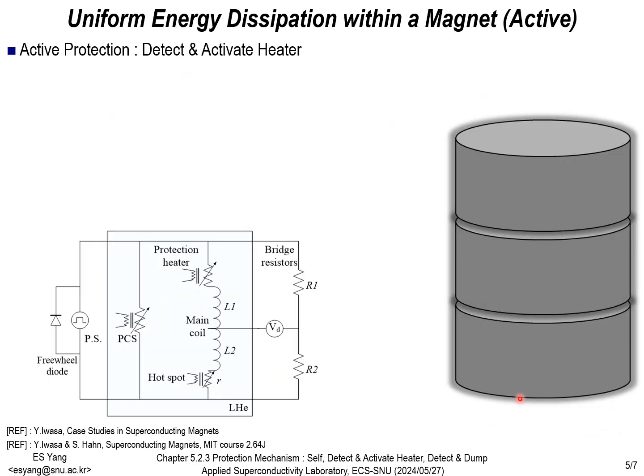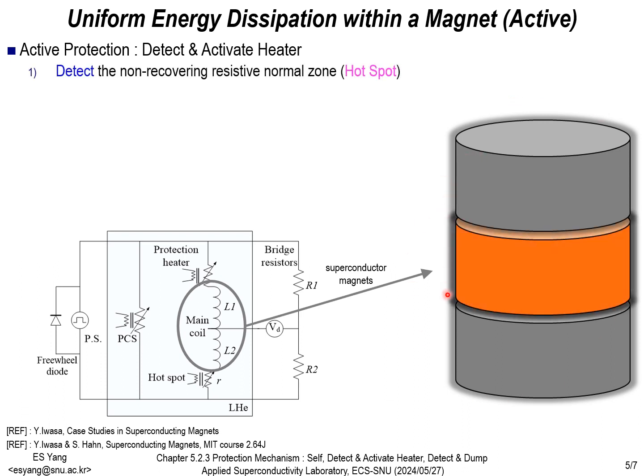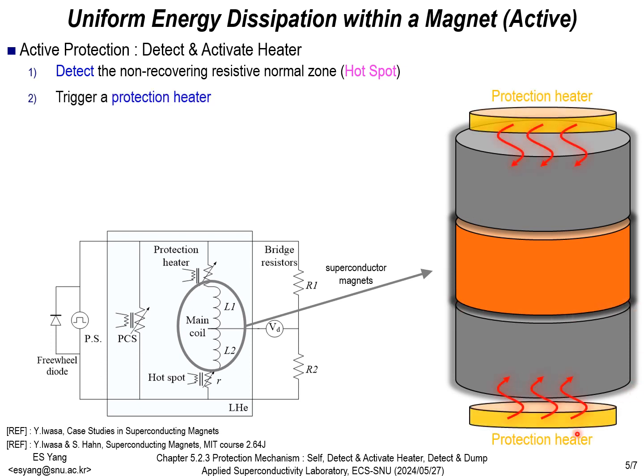Next, I will discuss active protection, specifically the detect and activate heater method. I will explain it using an animation. The circuit shown below corresponds to the protection mechanism, and the main coil depicted in the middle is illustrated in the right image. First, when a quench occurs in the central magnet, it is detected. Next, the external protection heater is triggered to apply heat to the areas that have not quenched.